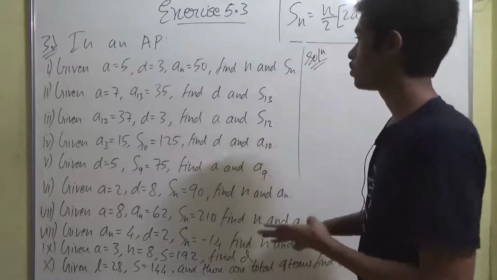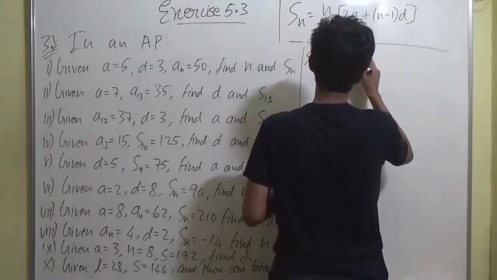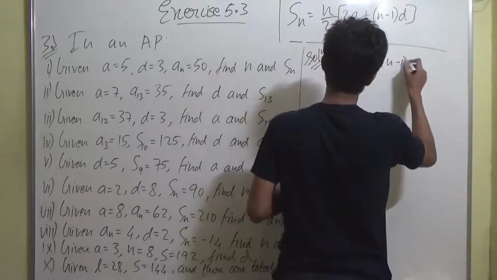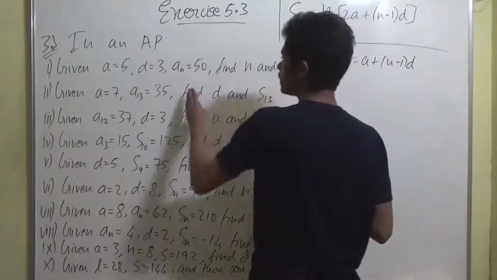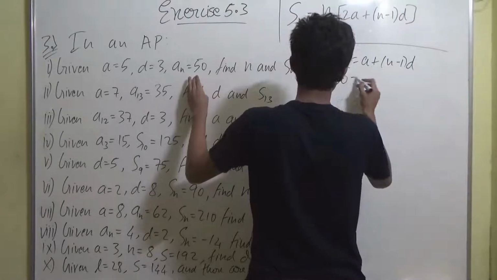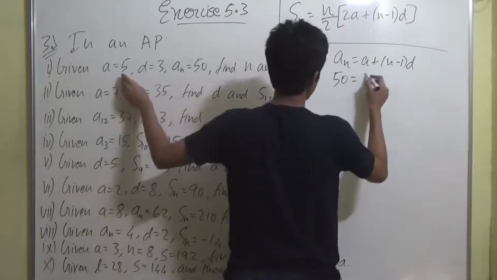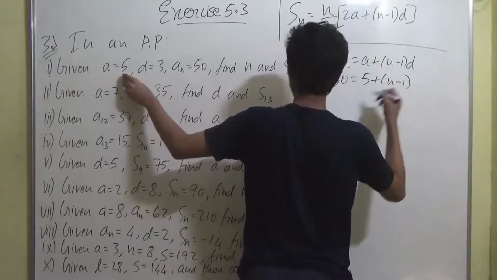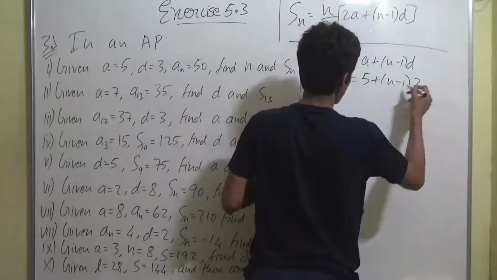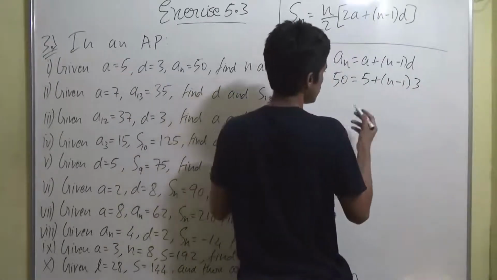Done. So a of n equal to a plus n minus 1 into d, right? So a of n here they are given as 50, equal to a, they are given as 5, plus n minus 1 into d, they are given as 3. So the only thing which I have to find is n. So let's find it guys.